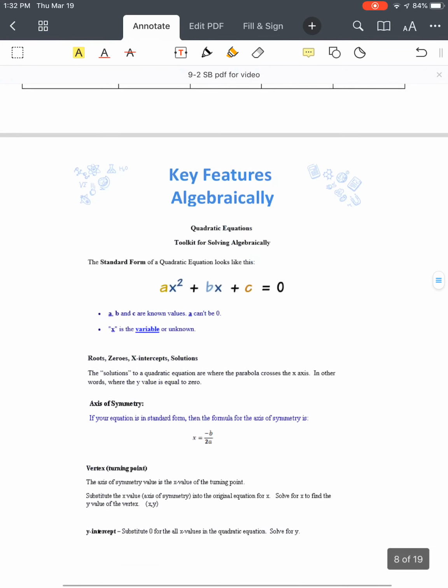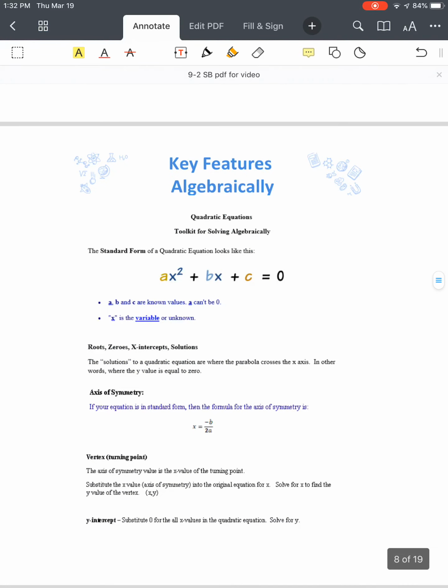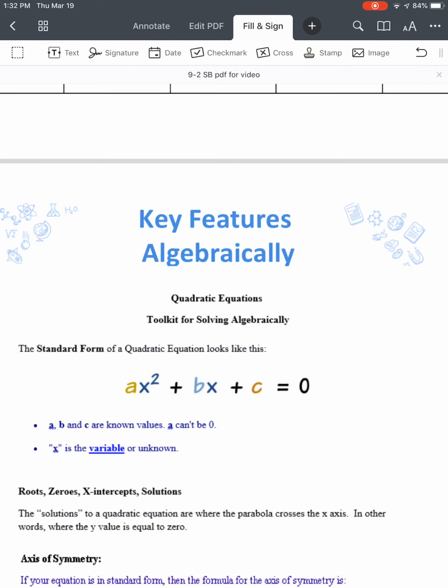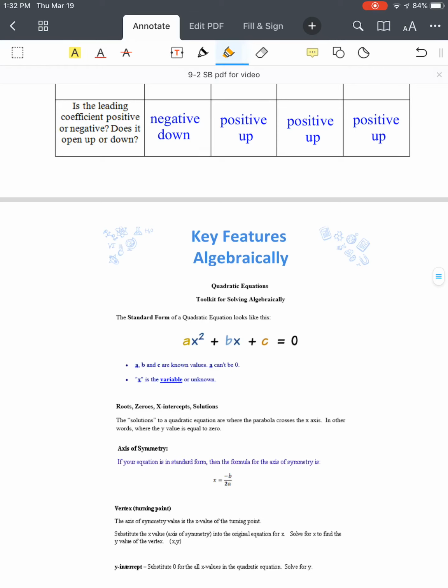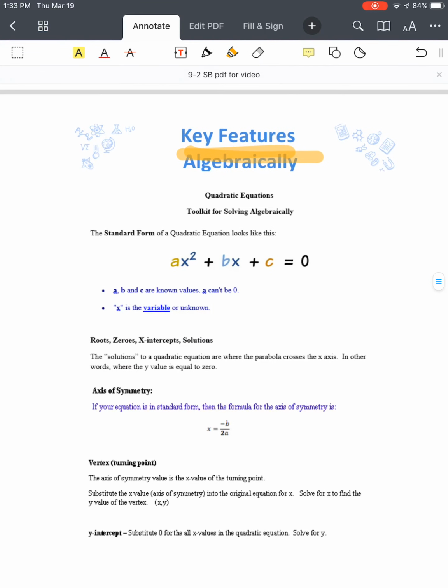Today we're going to be finding those same key features, the x-intercepts, the axis of symmetry, the vertex, and the y-intercept, but we're going to be finding them algebraically. And what I mean by algebraically is we're going to be using math to do it. We're going to be using some algebra to do it. Okay, so let's take a look. I'm going to walk you through how to do each part algebraically, and then we're going to do some practice together.